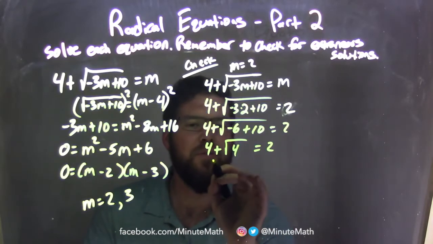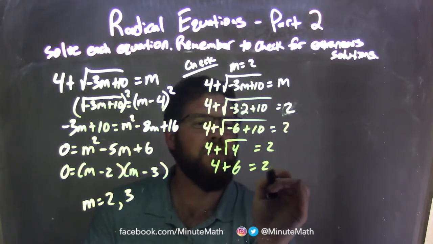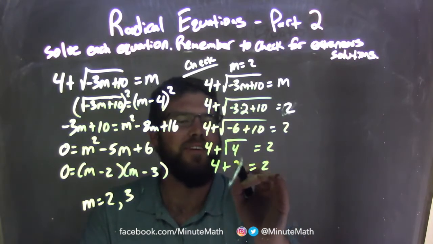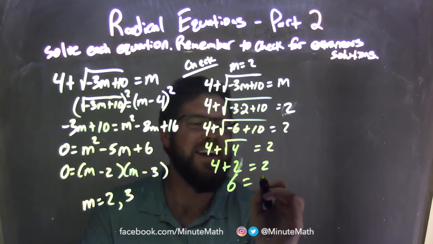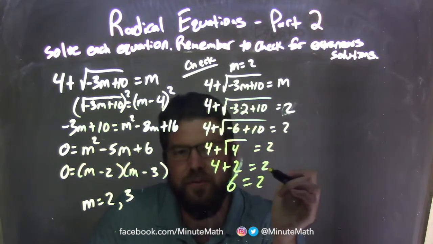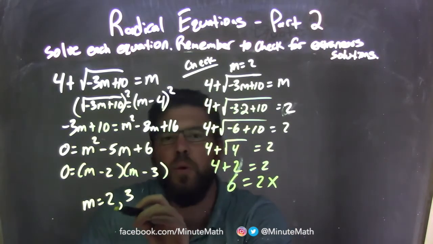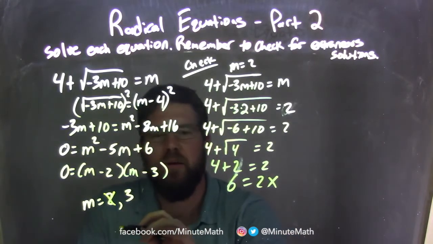Square root of 4 is 2, and 4 plus 2 is 6. I'm getting ahead of myself here. And does 6 equal 2? No, it does not. That means 2 is an extraneous solution, right? So it doesn't work, okay?